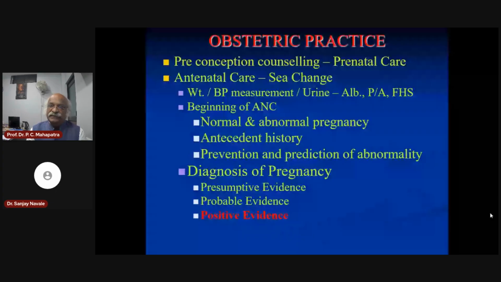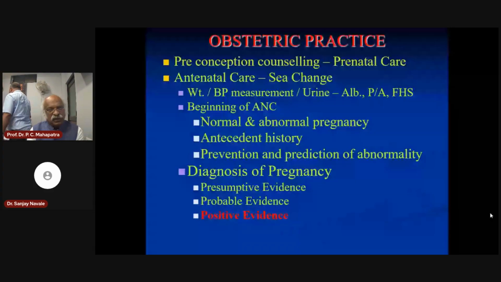At the beginning of ANC, when she comes first to the practitioner, we should find out whether it is a normal pregnancy or an abnormal pregnancy. What is the antecedent history which is affecting this? And the prevention and prediction of abnormality, if at all we find it. This should be thought up and planned at the beginning of ANC, and this is very well required for the healthcare provider.